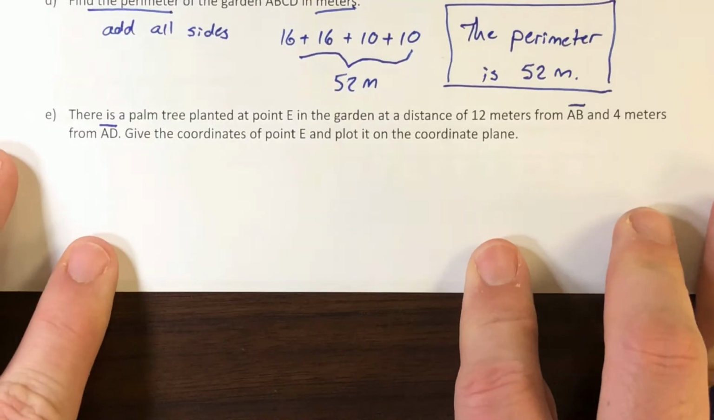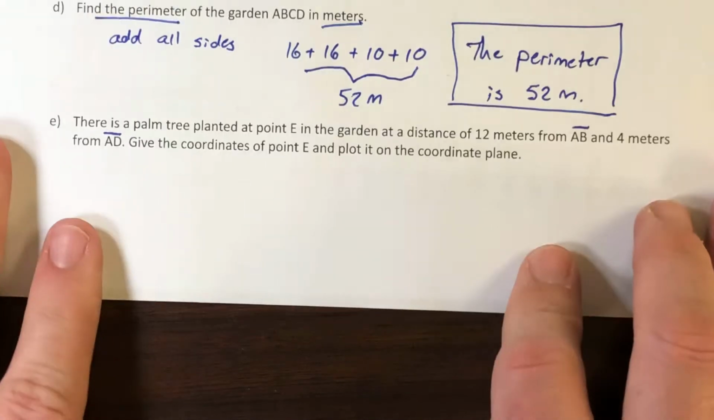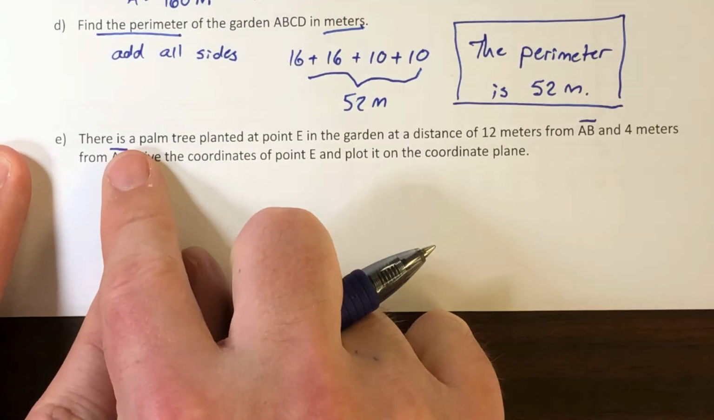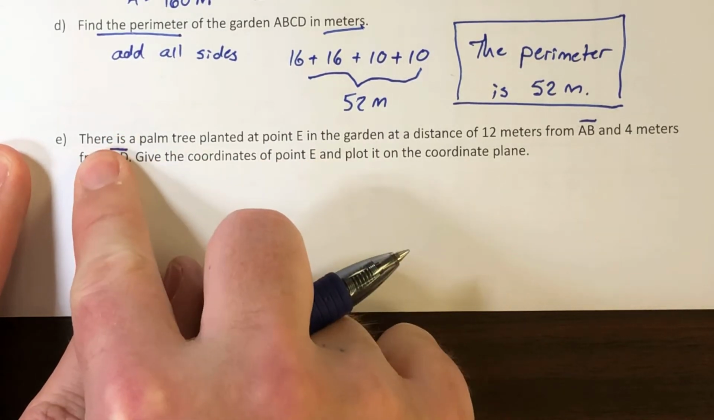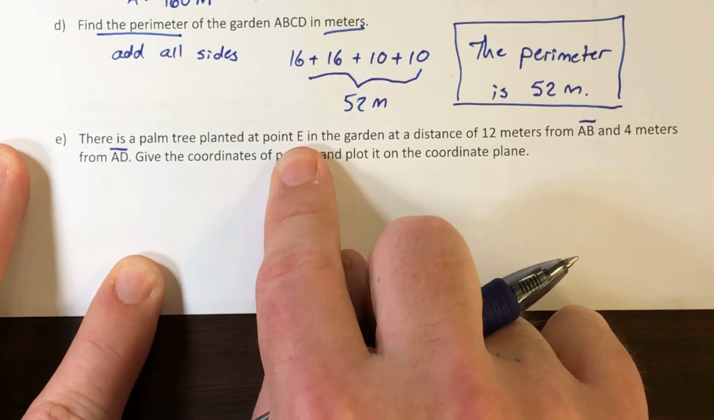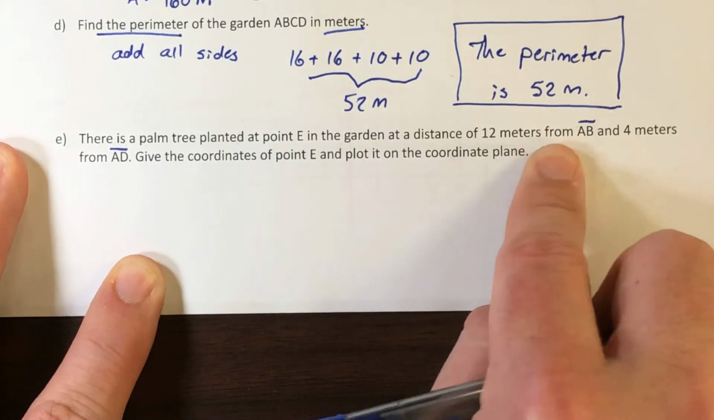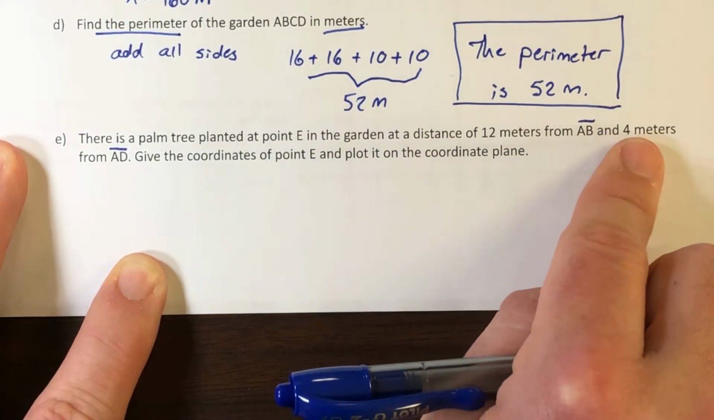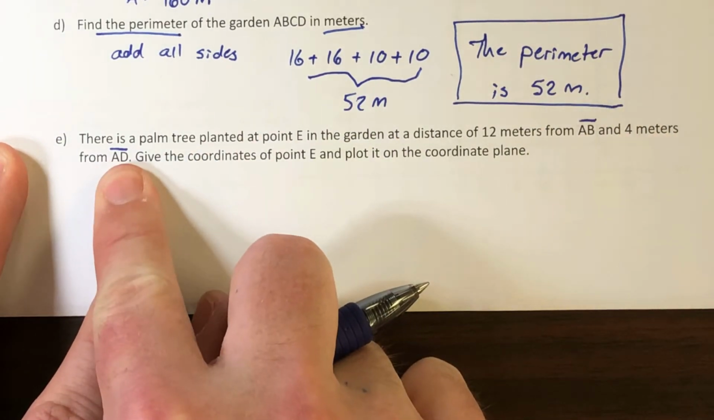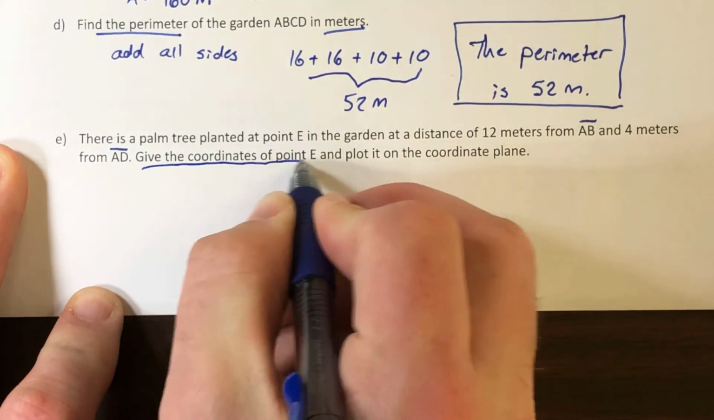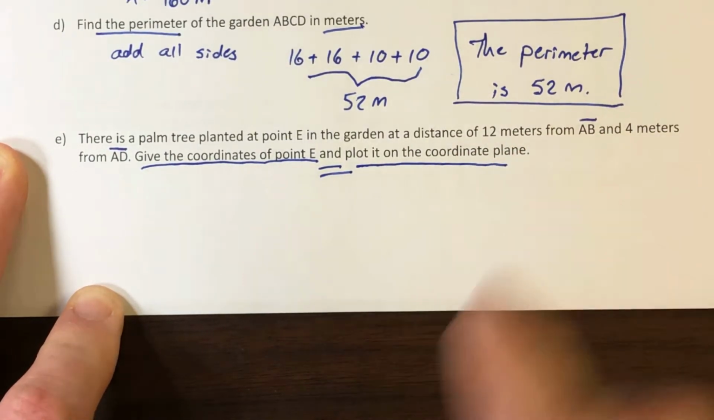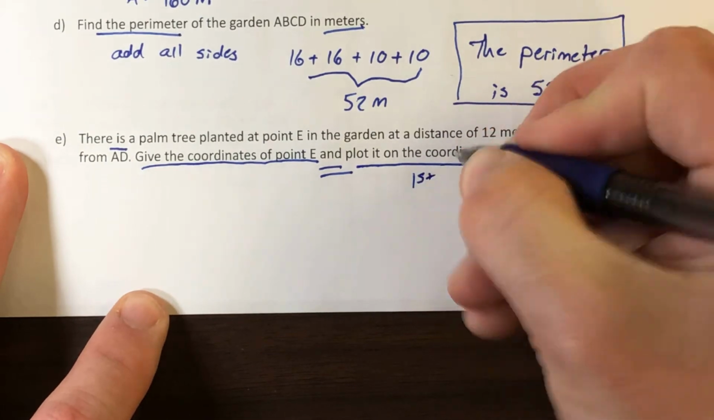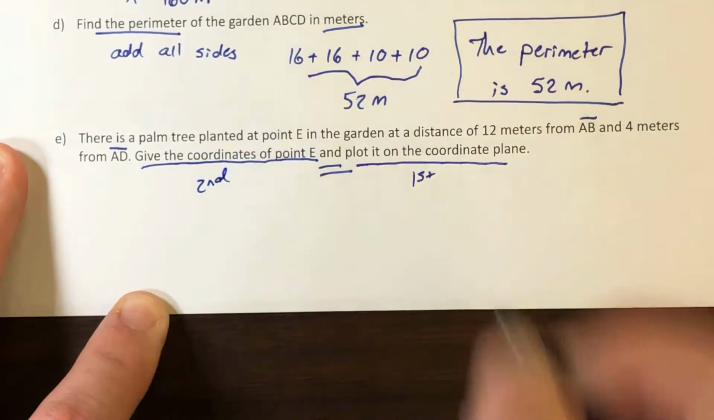All right, last example for this. There's a palm tree. Where? Well, we're going to have to find it. That's what kind of problem this is. It's like treasure hunting. X marks the spot. Actually, it's going to be point E. Anyways, there's a palm tree. It's planted at point E. It's 12 meters from line AB, and it's 4 meters from line AD. We're going to give the coordinates of point E, and we're going to plot it on the coordinate plane. We're going to do this first, and that second.